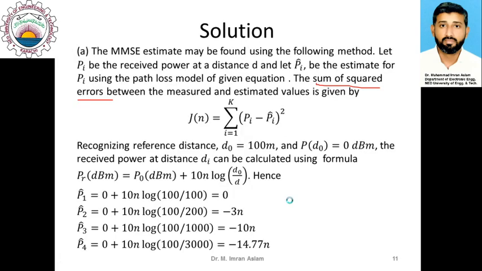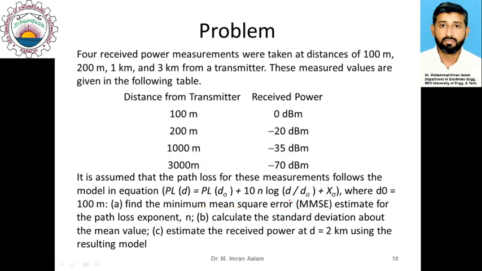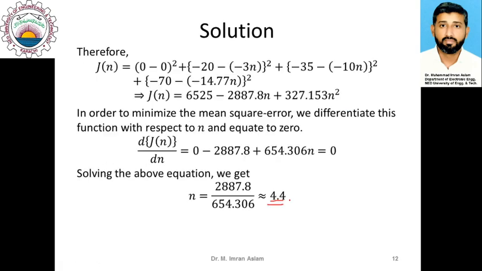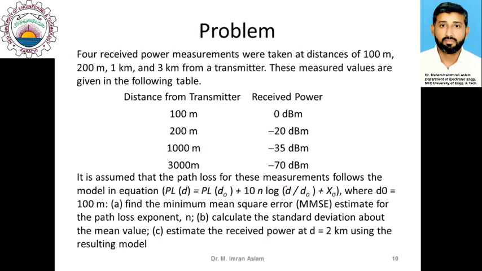So these measured values correspond to a path loss index of n equal to 4.4. This completes our first calculation: how can we calculate the path loss index if we are given the measured values? Now let us move on to the second part.